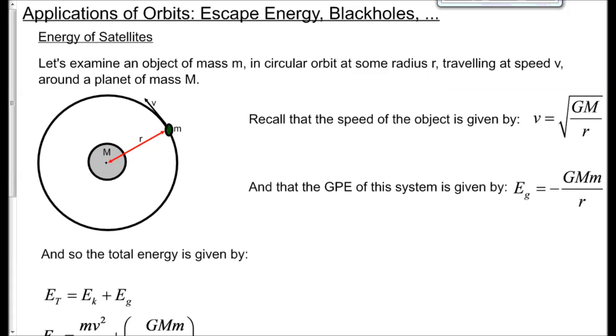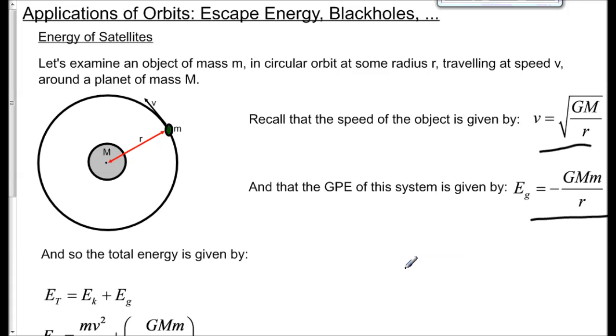But first, let's start with just a satellite. And again, remember what a satellite is. It's an object that's orbiting another one. That means it's traveling around it in an ellipse or a circle, and the only force acting on it is gravity. So let's examine an object of mass m, little m here, in circular orbit at some radius r around another planet of mass big M, traveling, of course, at speed v. We looked at this the other day, that we know the speed of this object is given by this expression here.